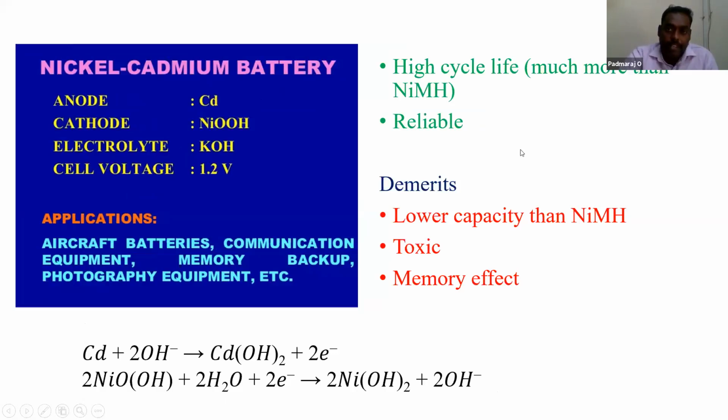Okay, what are the merits and demerits here? High cycle life and reliable. So these are the merits of the nickel cadmium battery, but the demerits are lower capacity, lower voltage, toxicity, and memory effect will be there. Understood?